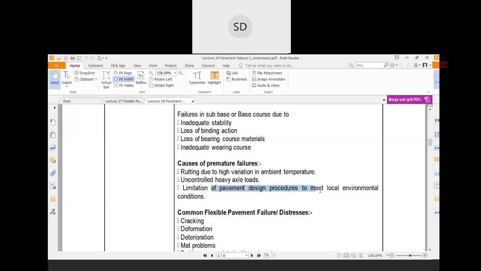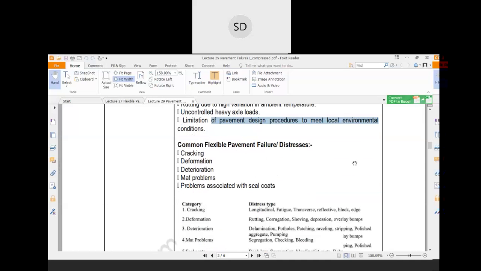Limitation of the pavement design procedure to meet the local environmental conditions. To meet the local environmental conditions and to acquire different types of materials, sometimes you have to deviate from the actual design parameters and consider other things about the local conditions. In that case also, because of the lack of materials and lack of design procedures, your pavement may fail.